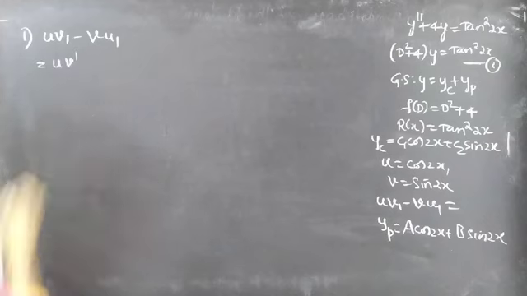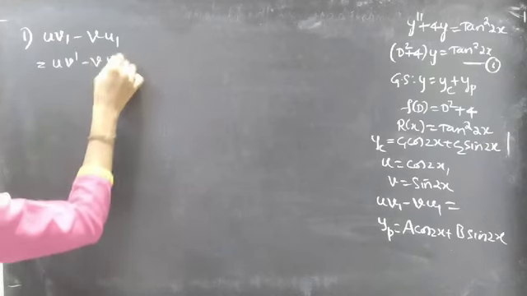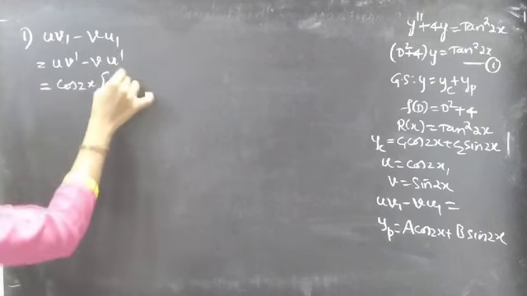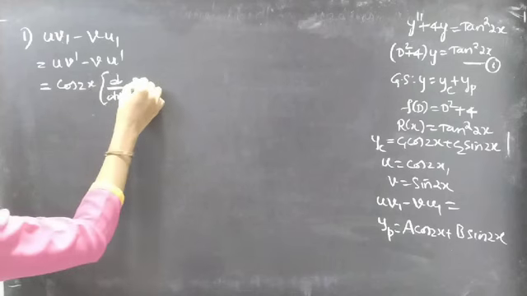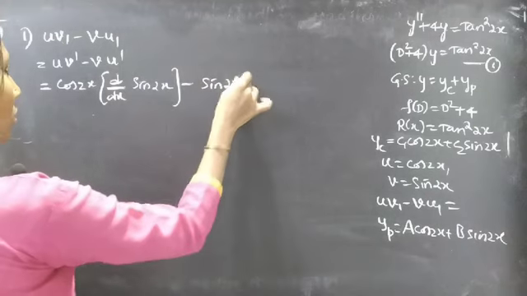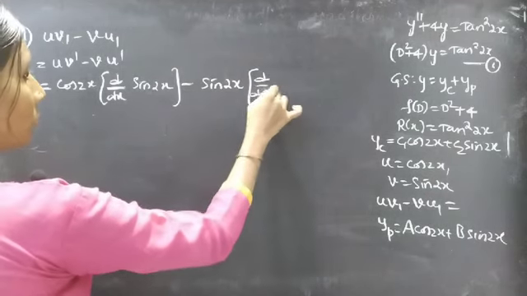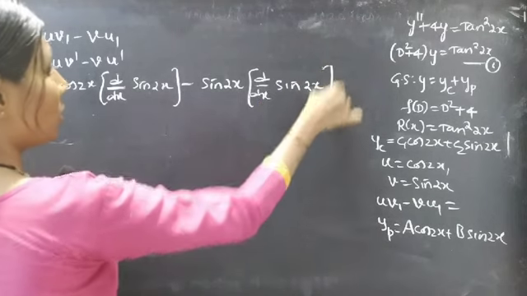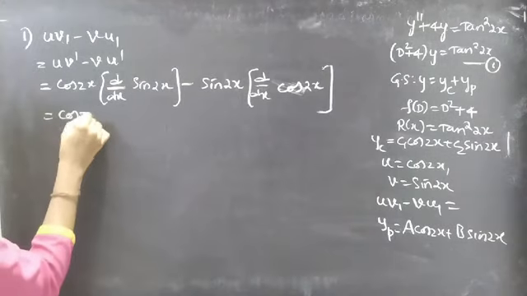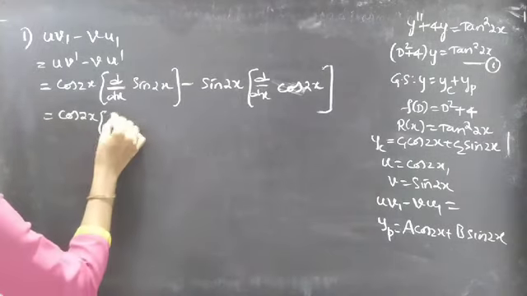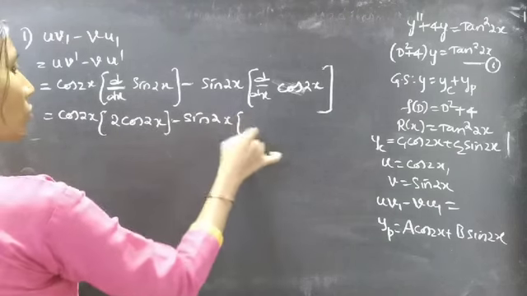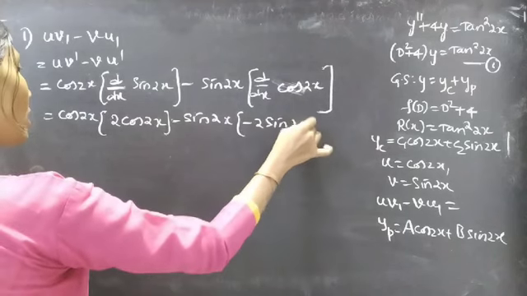v1 is nothing but derivative of v with respect to x, minus v into u1, which is nothing but derivative of u with respect to x. This is equals to u, cos 2x, into derivative of v with respect to x, minus v into u dash, derivative of u with respect to x. U is cos 2x, right? This is equals to cos 2x into derivative of sine 2x with respect to x, which is 2 cos 2x, minus sine 2x into derivative of cos 2x with respect to x, which is minus 2 sine 2x.